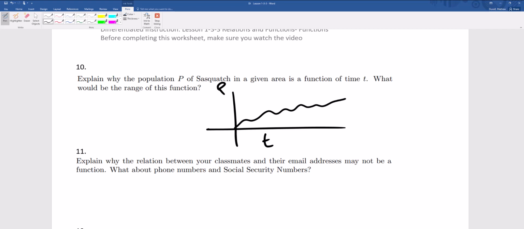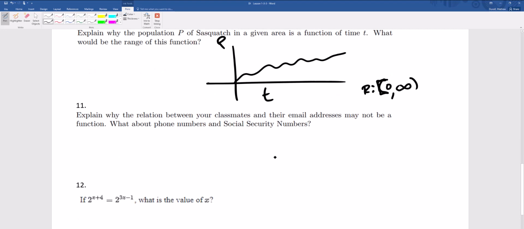And then what would the range be? Well, it can't be negative, so it would start at 0 and go on to infinity. But, we know that Sasquatch isn't real, so I guess it's 0, right?